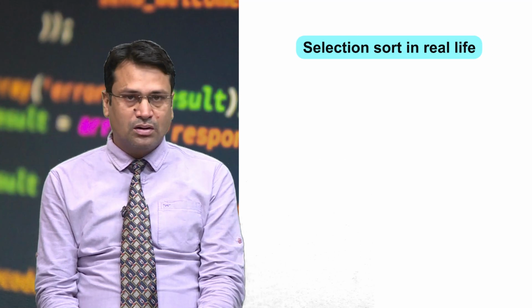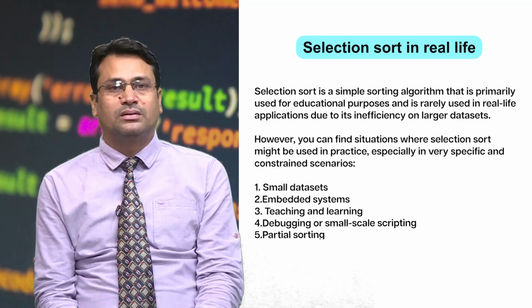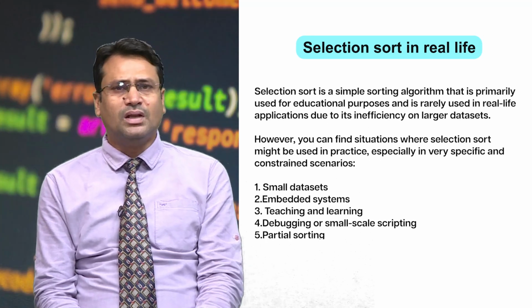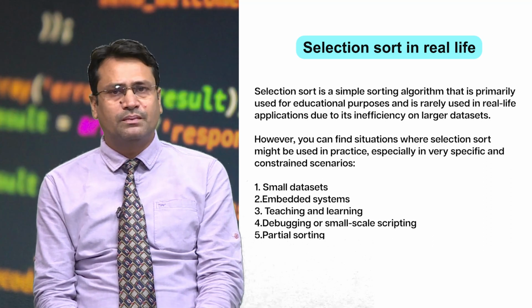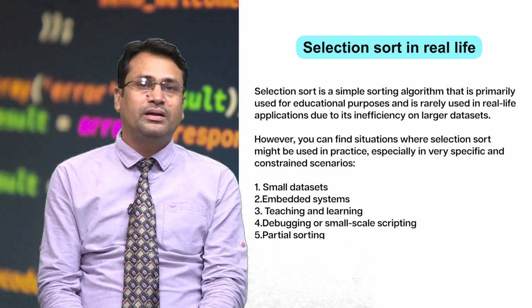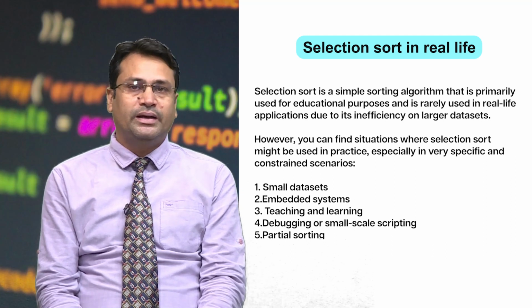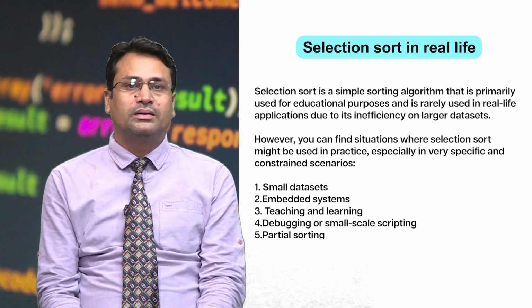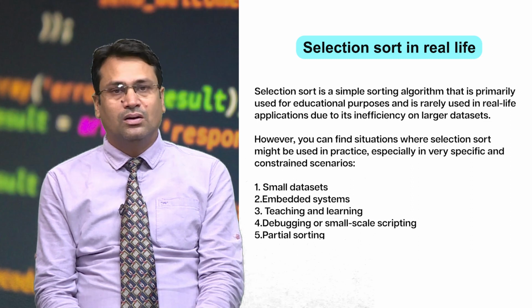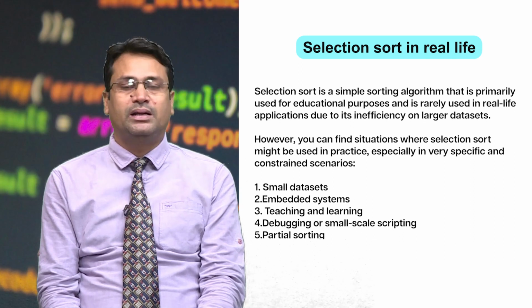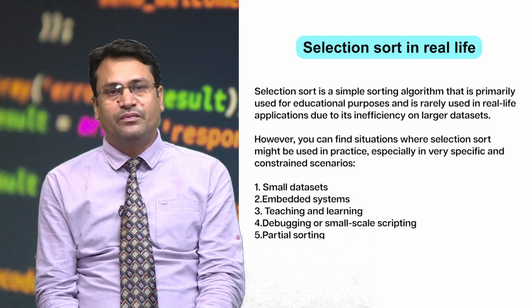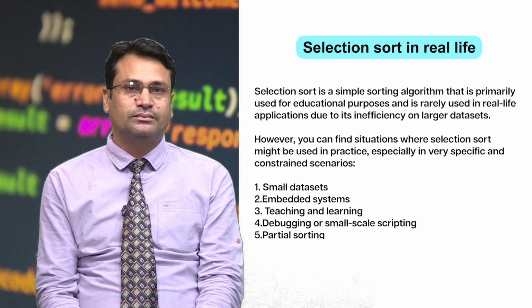Now, we will talk about where we can use selection sort in real life. Selection sort is a simple sorting algorithm that is primarily used for educational purposes, and it is rarely used in real life applications due to its inefficiency on larger data sets. However, you can find situations where selection sort might be used in practice, especially in specific and constrained scenarios.